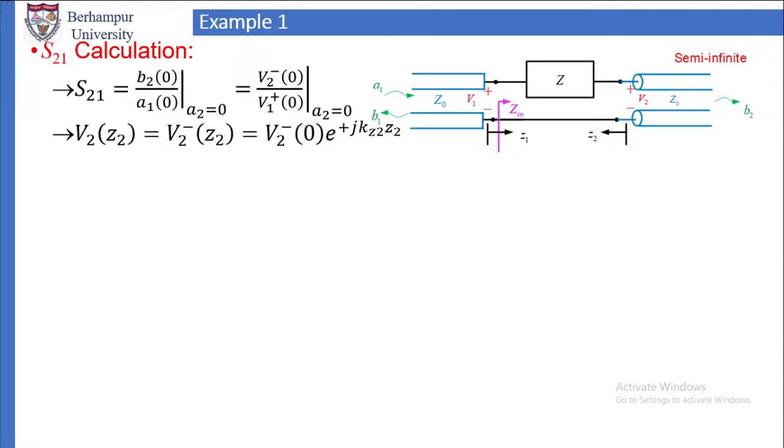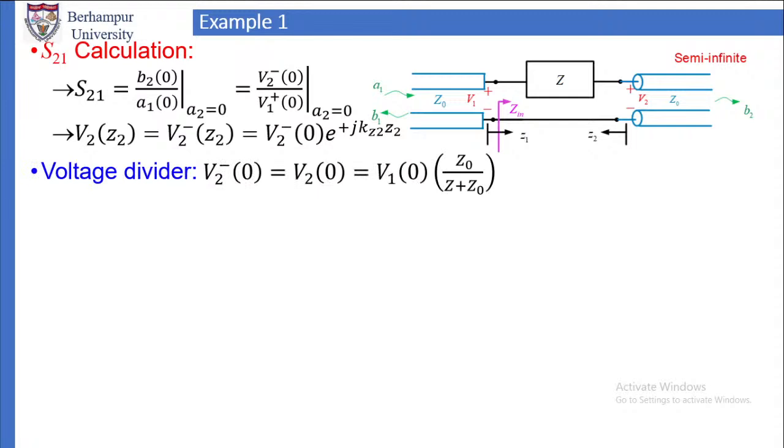So that will be equal to V2 minus 0, that is V2 at Z2. Z2, when we are considering, it is away from the reference point. So at the reference point, the voltage is V2 minus 0, that is the reference voltage, into exponential jkz2. Why plus kz2? Because it is moving in the left direction, from right to left. That is why it is exponential jkz2 into z2.